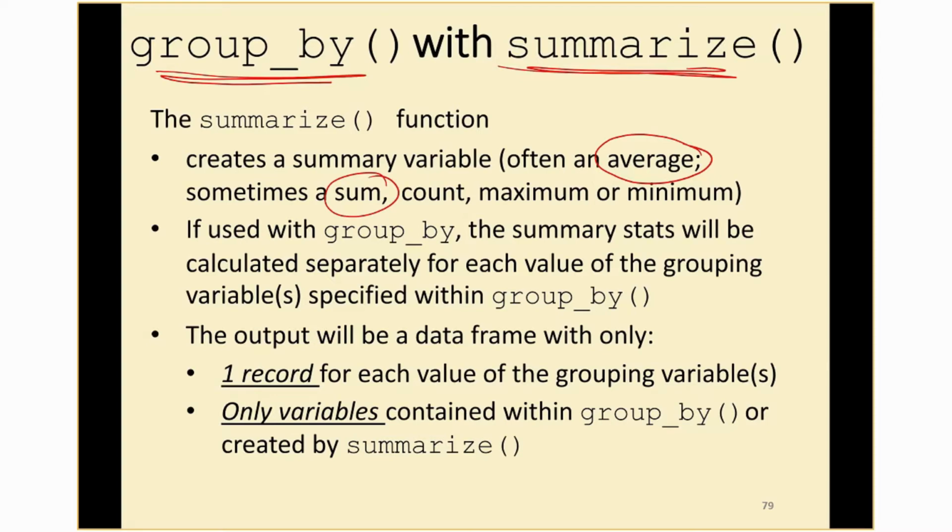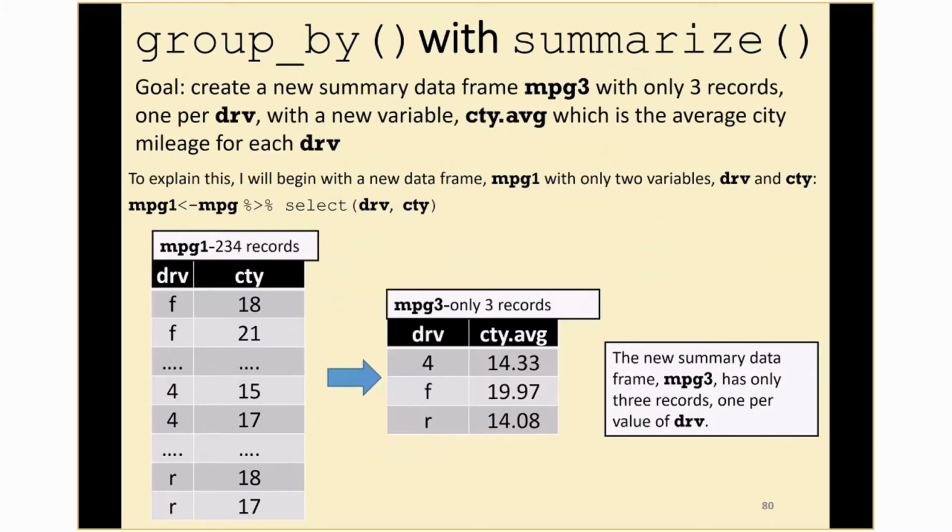So one way to focus on this is to think about what the ultimate outcome data frame looks like relative to the original starting data frame. Relative to the original starting frame, the final data frame, how many records? It's only going to have one record for each value of the grouping variables. How many variables is it going to have? The only variables that are going to be present are those that are specified within group by or created by summarize. So if you think about what the word summarize means, it means make smaller or compress.